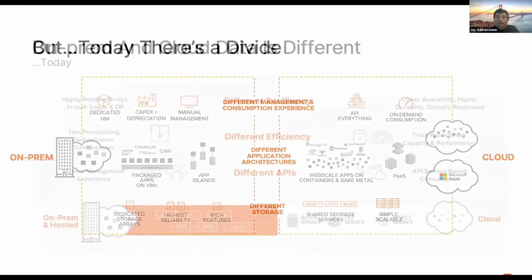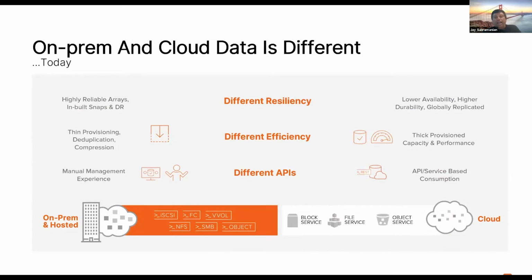And as we saw, a lot of things and attributes are very different. Different resiliency capabilities, different efficiency capabilities, different sets of APIs, and obviously what the world is moving towards is being able to provide block, file, and object service in the cloud, rather than just providing it in the context of on-prem storage. But at the same time, looking to provide all of the same features that are provided on-prem, such as the reliability, the thin provisioning, the management experience, and so forth.